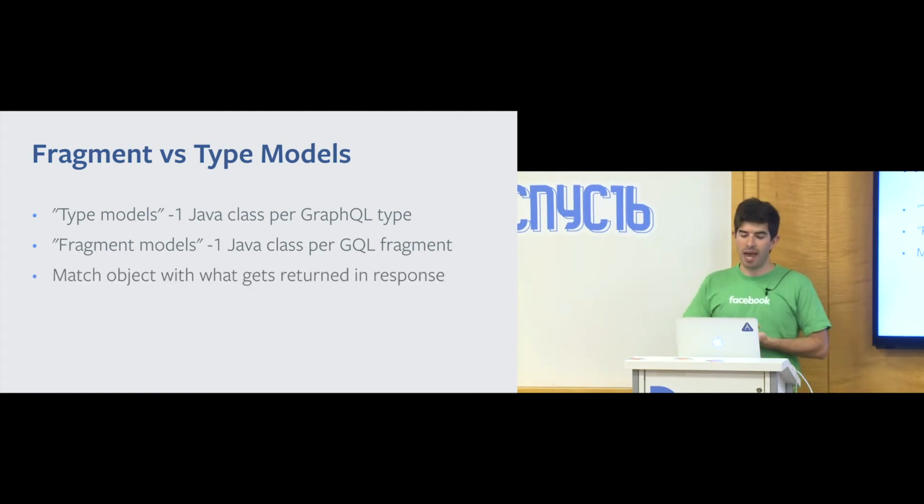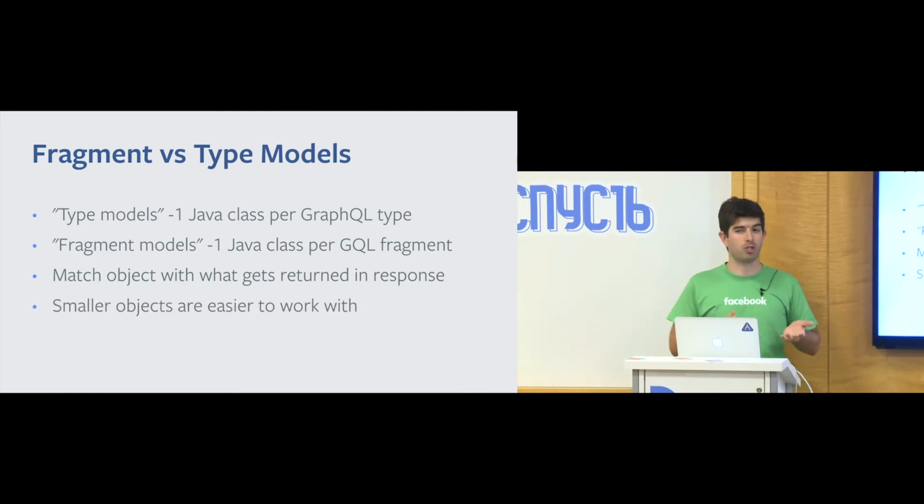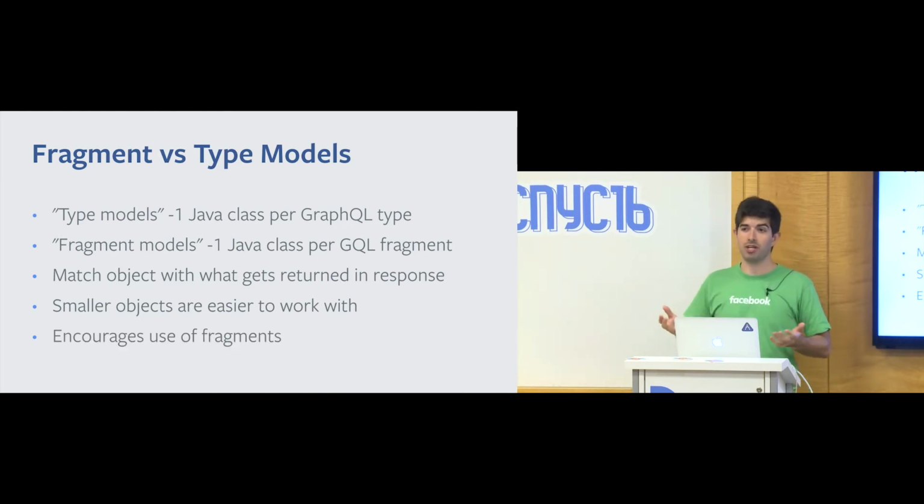The responses you get back will better match the objects you have in your app. If you work off of types, like half the fields will be null, and it will depend on which query fetched that particular type, and that's not going to be really easy to reason about. And also, of course, smaller objects are easy to work with. So working from fragments, you get more objects, and each one is smaller and probably closer to its actual use case. And just in general, you want to encourage the use of fragments because it helps avoid duplication, avoid overfetching, those kind of things.